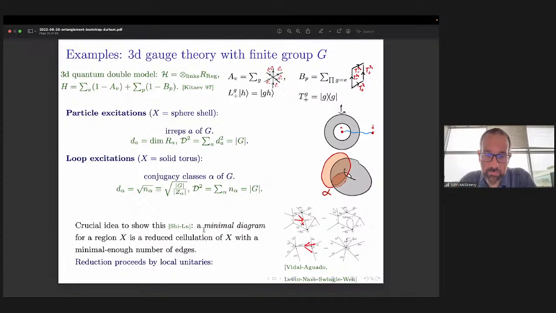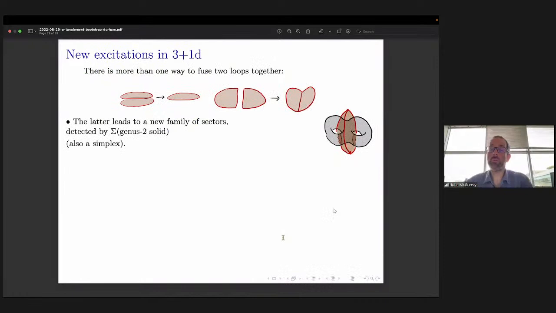And so then answering these questions becomes just like a finite, three-dimensional problem, something like that. Okay, so that's a good example to keep in mind. And so I wanted to explain that there are other excitations besides particles and loops.